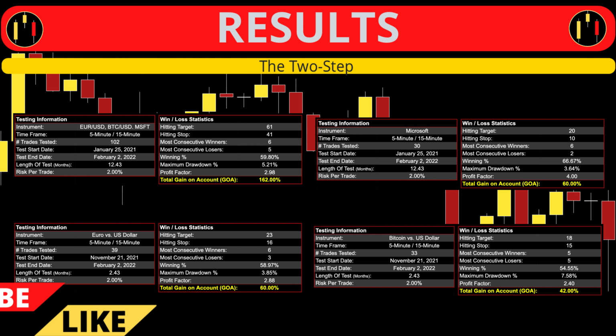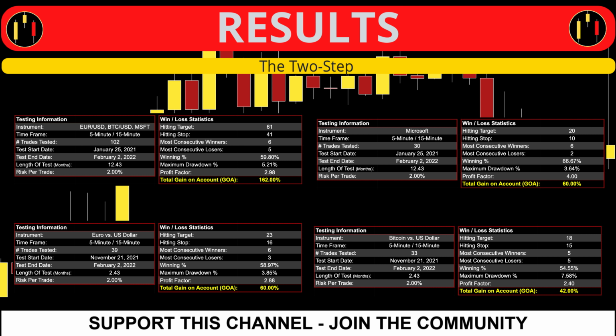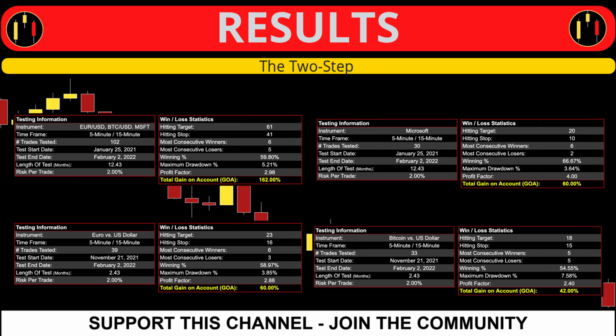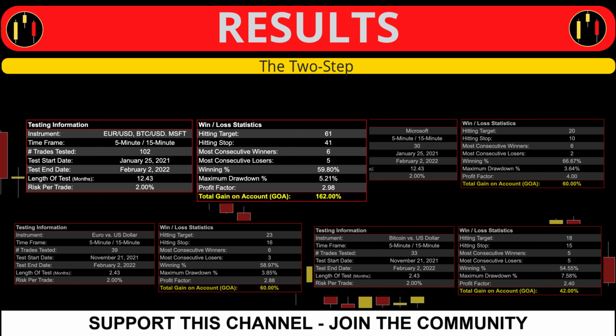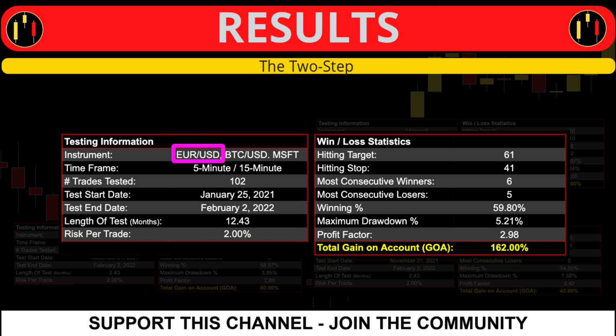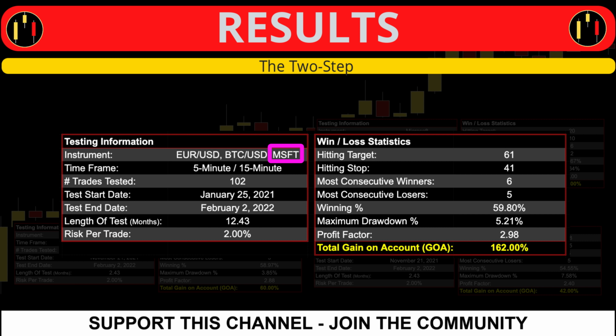Remember, this is just 102 tests on 3 instruments. If you are thinking of using this system, please do extensive back and forward testing, and be sure to let our community know what you discover. This test was done on a combination of high volume instruments, specifically the Euro versus the US dollar, Bitcoin versus the US dollar, and Microsoft.